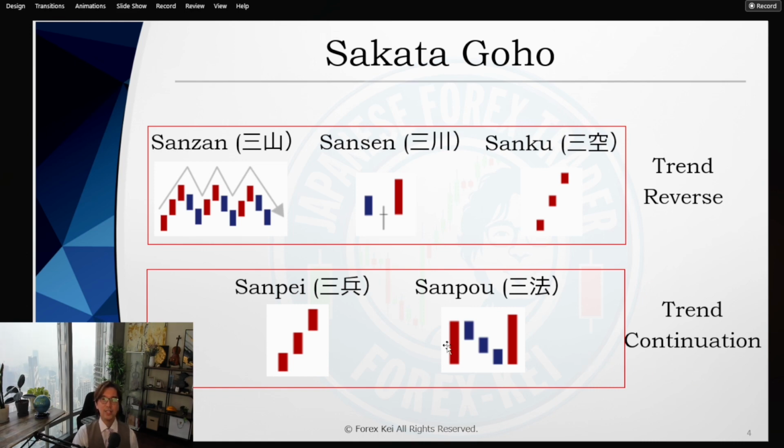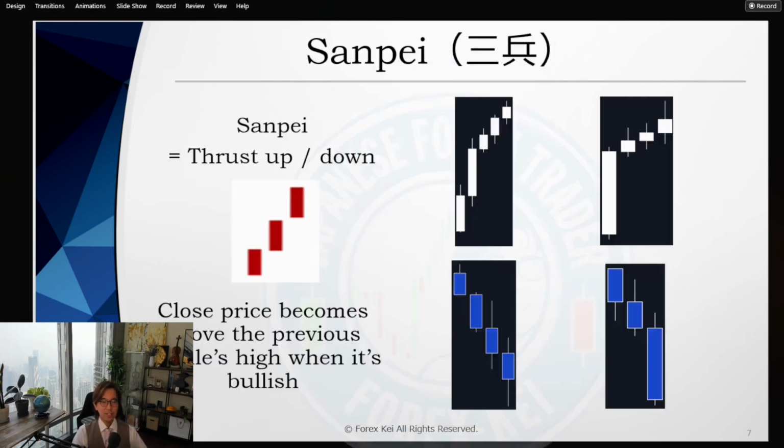So today in this video, I will be introducing these 2 patterns, Sanpei and Sanpou, and also some of the other variations of the patterns too. So let me move on to the next slide. First, let me introduce Sanpei. Sanpei is written like this in Japanese, and San means 3 in Japanese, and Pei means soldiers.